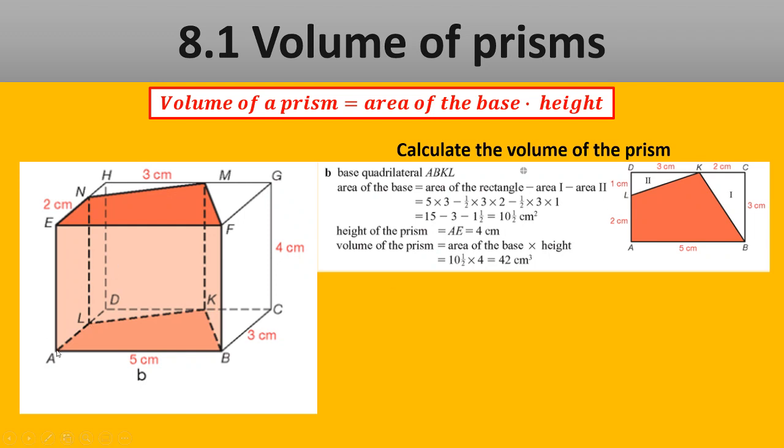What is the height? Yeah, that's going to be the distance between the base and the top face. A and E, difference between those two is 4 centimeters. That's going to be the height. So the total volume is going to be 10.5 times 4 is 42 cubic centimeters. Again, please write that down.